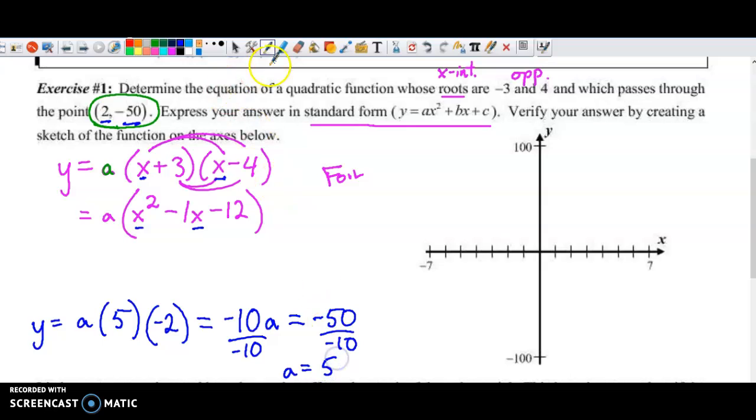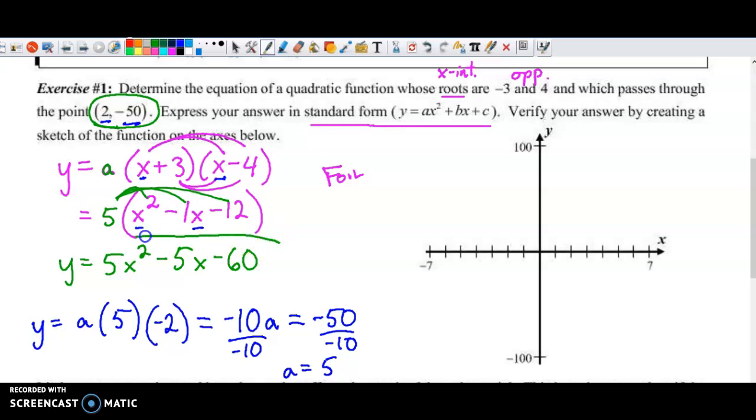So going back to this piece, now I know that a needs to be 5 that I need to distribute into the problem. So the final answer I want to see is 5x squared. 5 times negative 1 is negative 5. And 5 times negative 12 is negative 60.